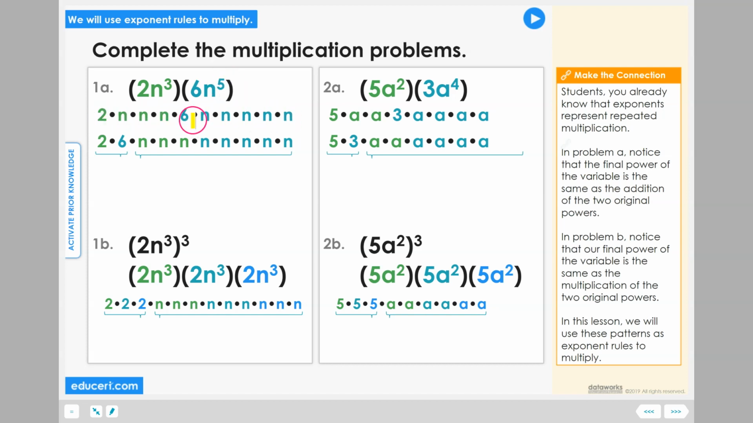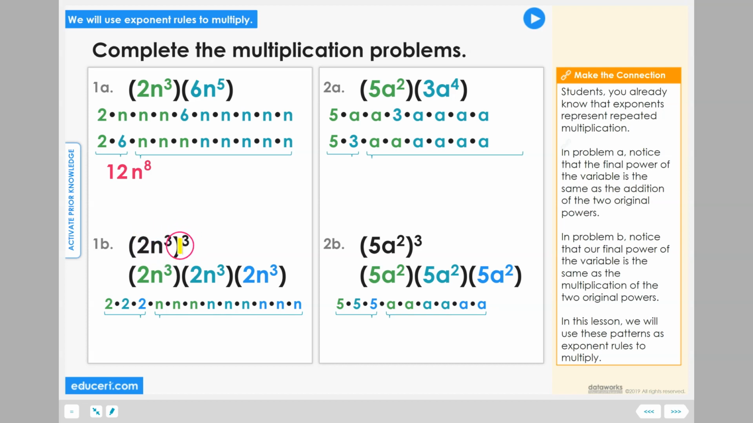So if we put the two numbers together and then all the same variable letters, then we get 2 times 6, which equals 12, and n times n times n times n times n times n times n times n gives us n to a final power that is equal to the number of times that n is written up here, which is 8.